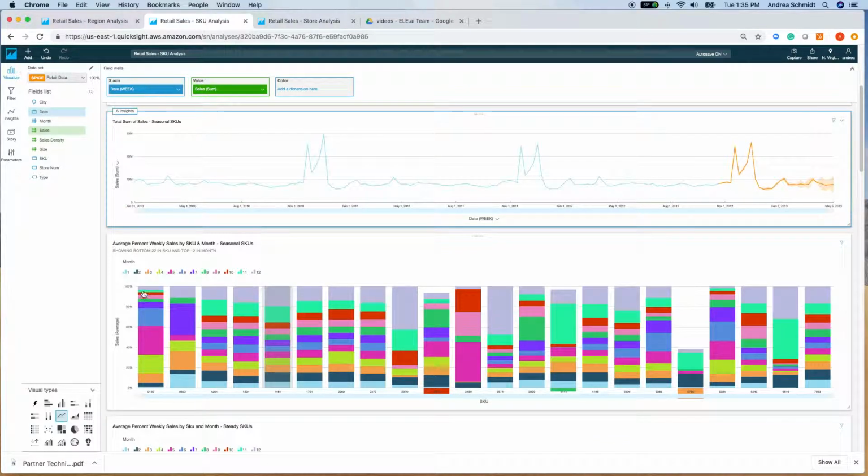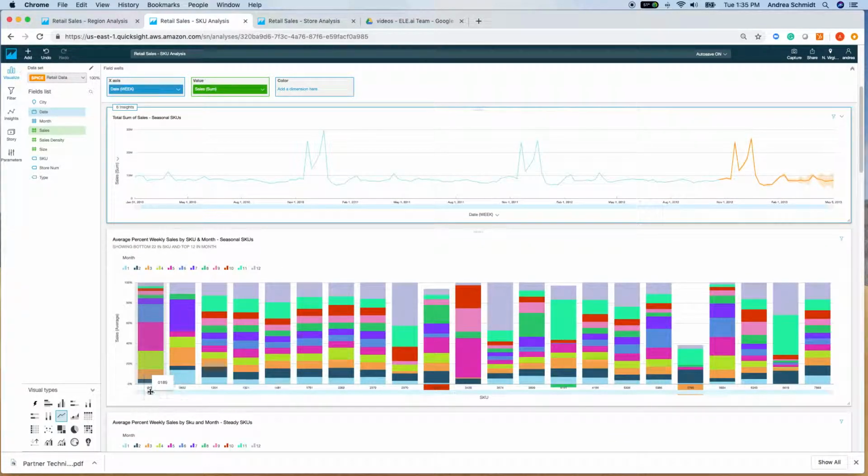Here's another view of the same data. Each of these bars is an individual SKU, and this is categorized by month. So these colors all represent a different month, with January being light blue and December being this gray at the top. So you can see from the beginning of the year to the end of the year what percentage of the sales. This is at 100%. This is average percent sales in a month.